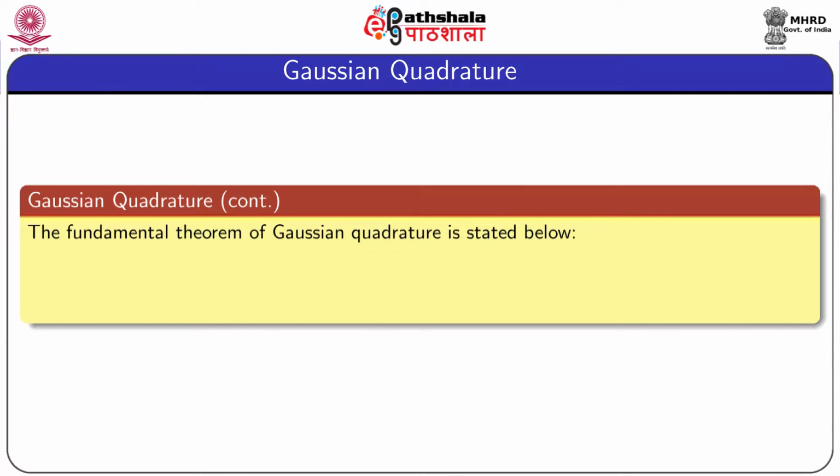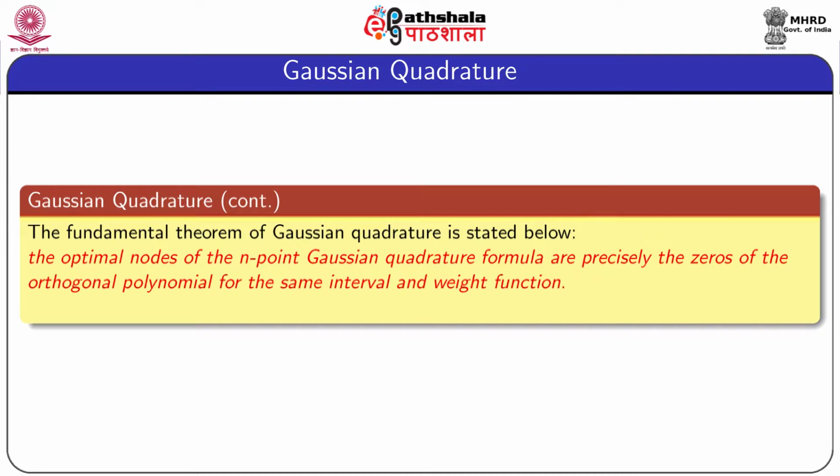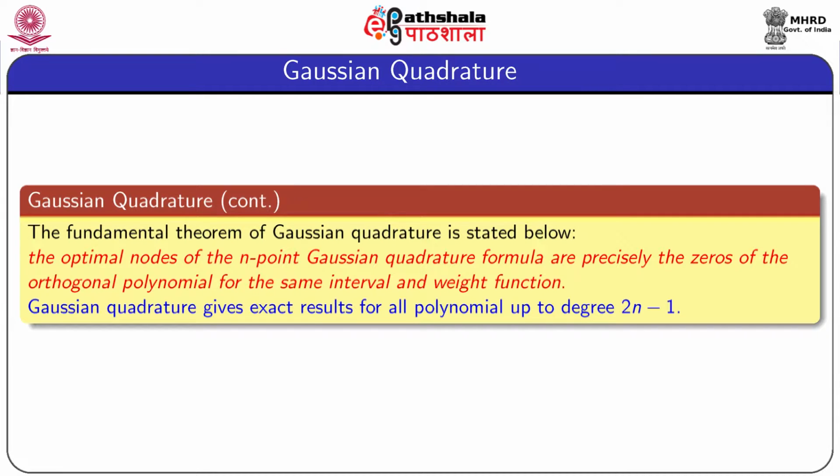The fundamental theorem of Gaussian quadrature is stated below. The optimal nodes, that means the values of x of the n-point Gaussian quadrature formula, are precisely the zeros of the corresponding orthogonal polynomial for the same interval and weight function. This is the fundamental result of Gaussian quadrature, and we shall show that Gaussian quadrature gives exact results for all polynomials up to degree 2n minus 1 if we consider n nodes and n weights.